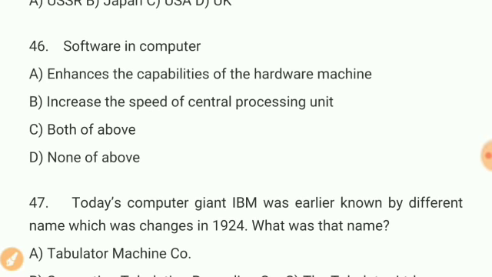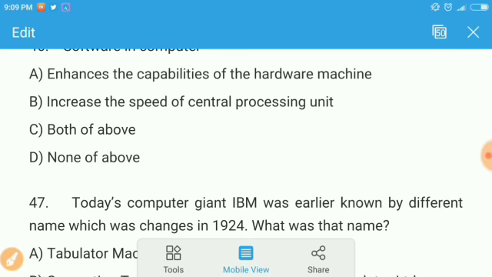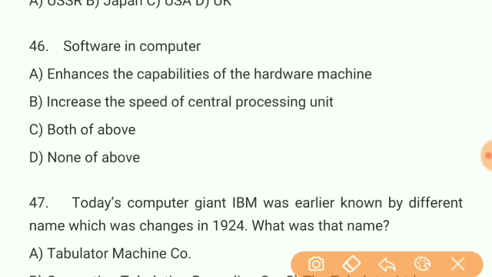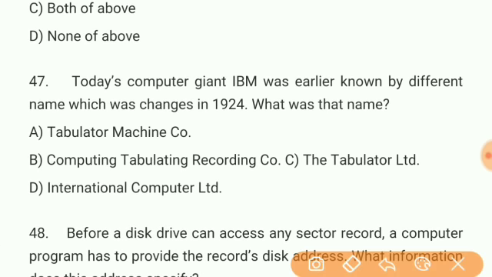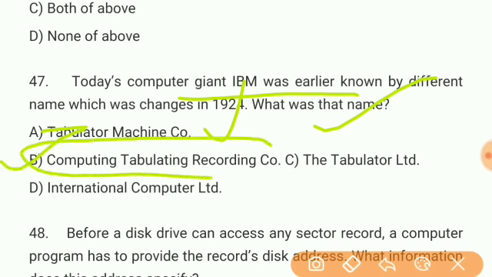Then software in a computer enhances the capabilities of the hardware machine. Then today's computer giant IBM was earlier known by a different name, which was changed in 1924. So what was that name? It was known as Computer Tabulating Recording Company. Number B is the correct answer.